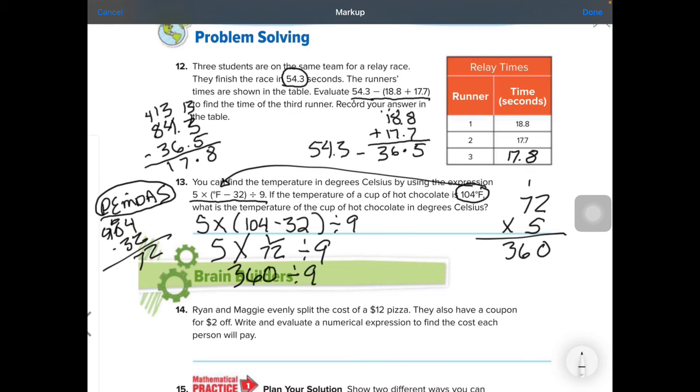360 divided by 9. Now I know that 9 and 36 are a factor. In fact, 4 will go into it. So 36 divided by 9 is 4. I'm just going to bring that 0 over. And so I know that it's 40 degrees Celsius. Do a little degree mark like this and a Celsius. Circle it so that we can find your answer easily.